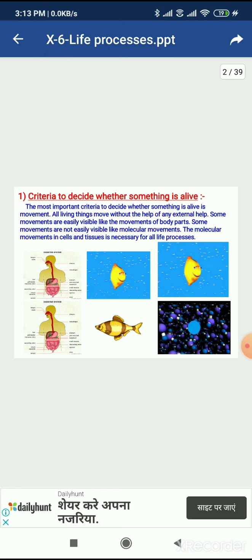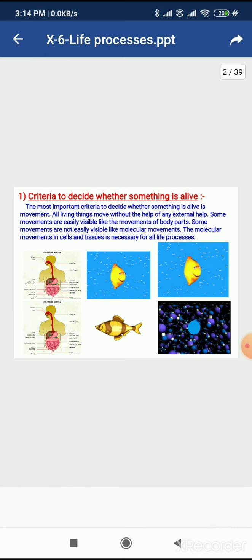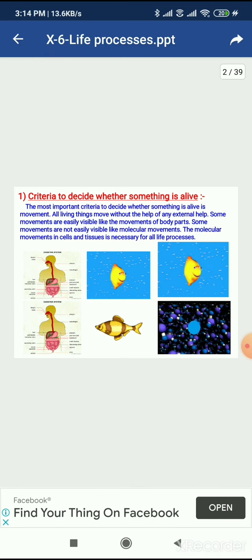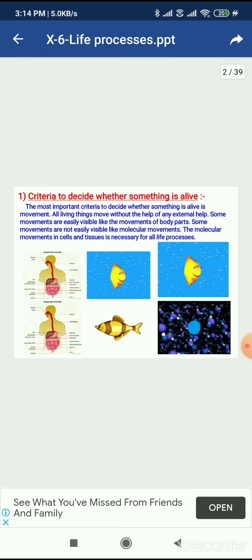Yes, some movements are easily visible like movement of body parts, and some movements are not easily visible like molecular movements, as molecules and atoms are very minute in size, so their movements are not easily visible. The molecular movements in cells and tissues is necessary for all the life processes. So students, other various characteristics of living organisms are, one of them is nutrition.